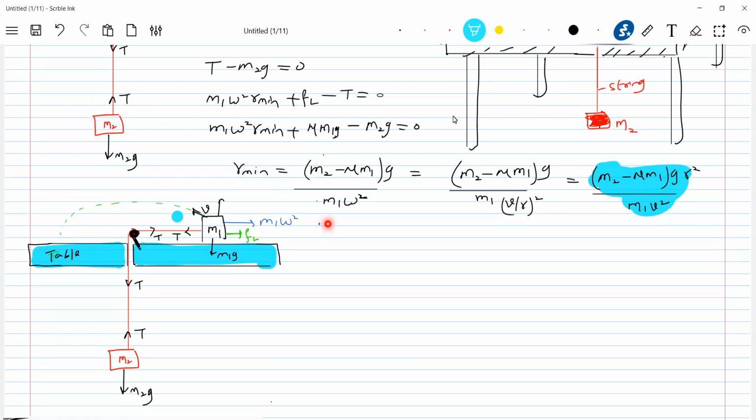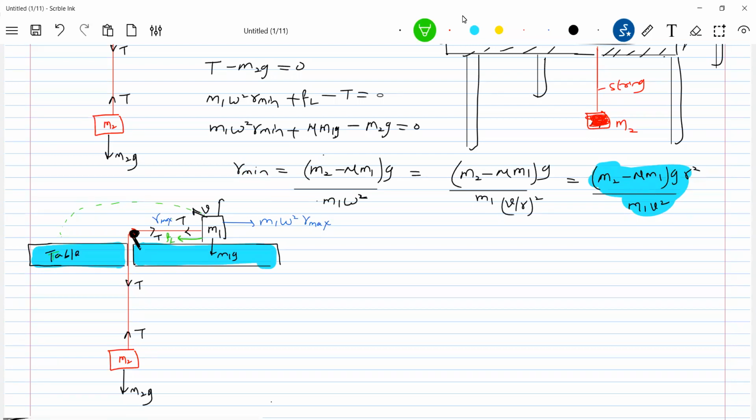Read the question. Okay, no. In this case, the friction should act. So here the pseudo force, this is R max, I'll call it. The friction here will act in this direction.